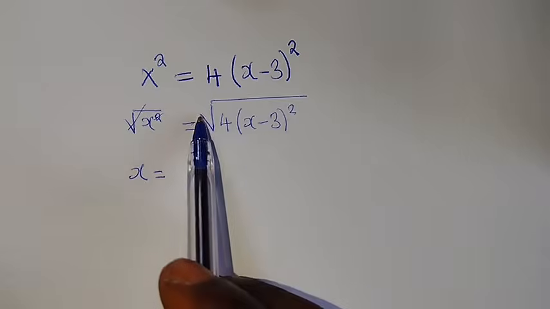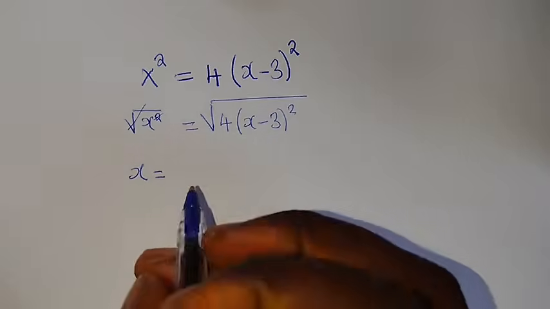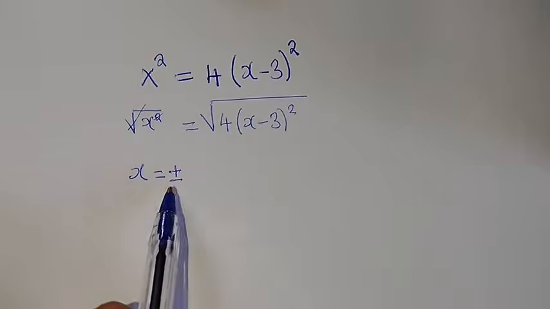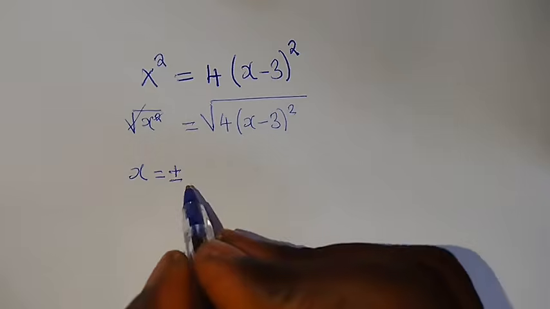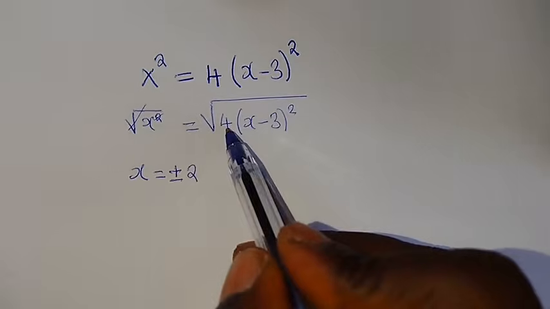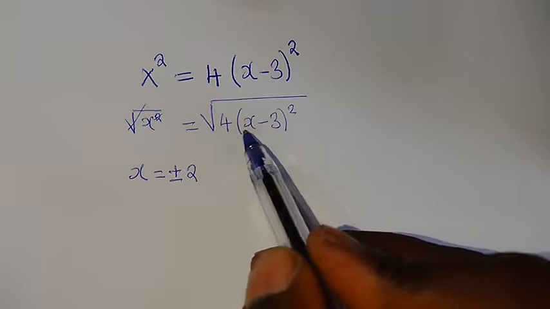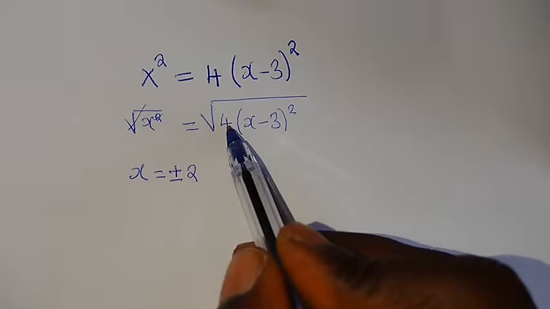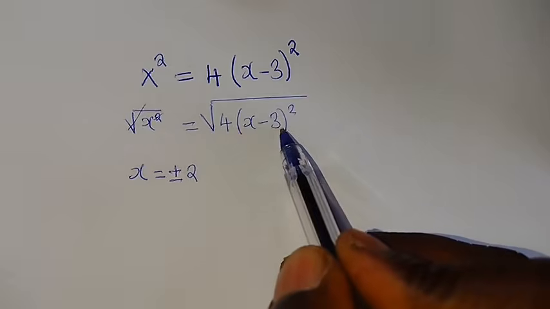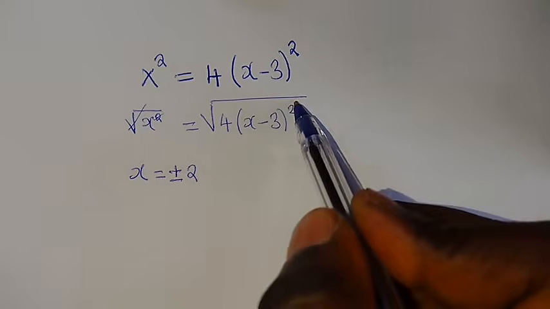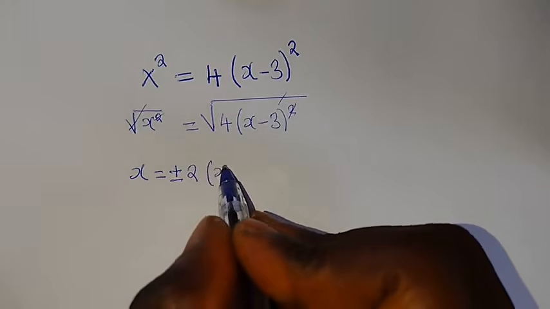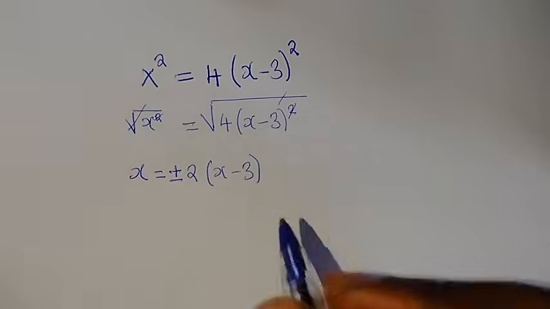From here, if you introduce a square root, we know that you must have a positive value and a negative value, so plus or minus. What is the square root of 4? The square root of 4 is 2. So this square root is affecting both the 4 and the x minus 3 in brackets squared. The square root of 4 is 2. Then the square root of x minus 3 squared: the 2 and the square root will cancel. So we remain with x minus 3 in brackets.